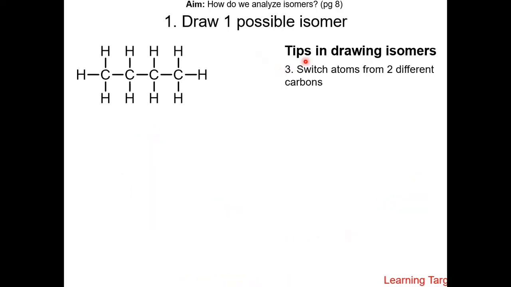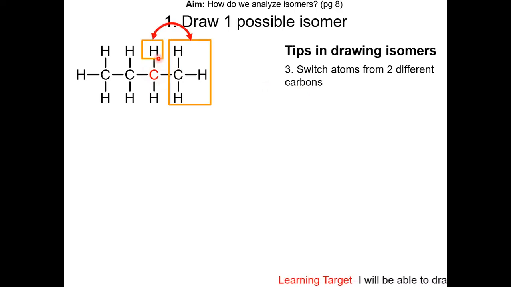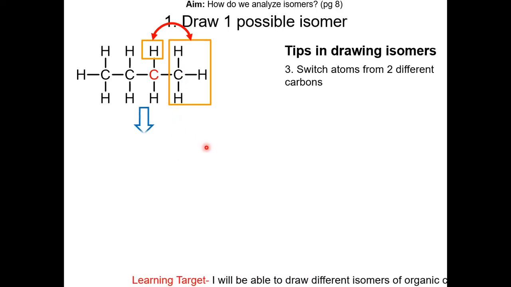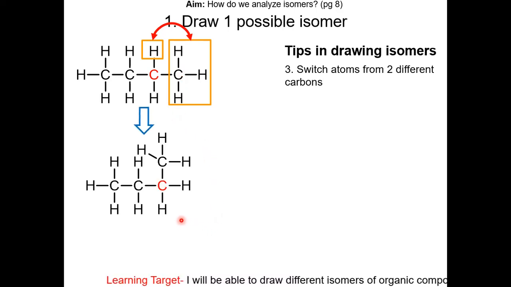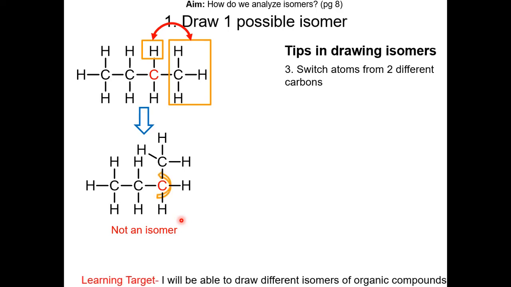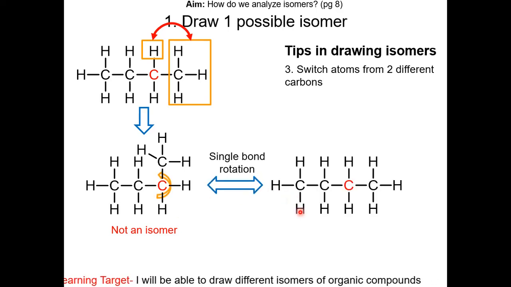Tip number 3, switch atoms from 2 different carbons. Let me first show you what happens if you switch atoms from the same carbon. So let's start at a middle carbon, highlighted red. Let's say you want to switch these 2 atoms here, the hydrogen and the carbon. You will get this molecule. This molecule is not an isomer because if you do single bond rotation, you'll get the same molecule as before.